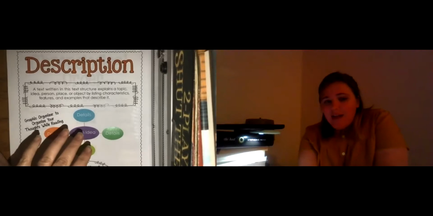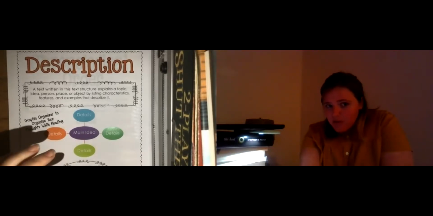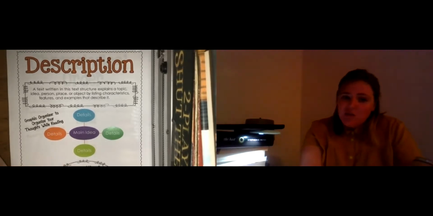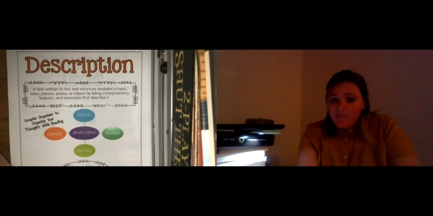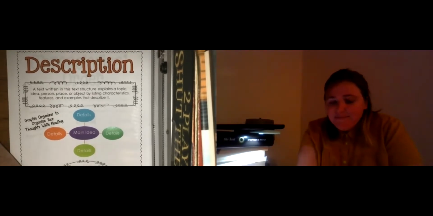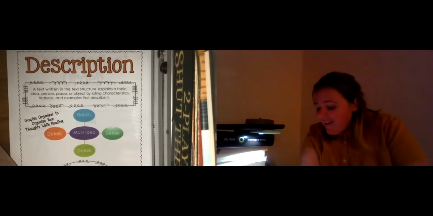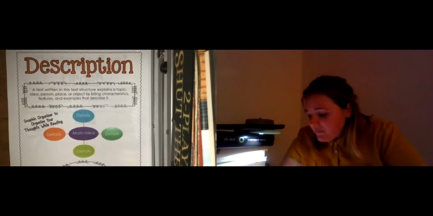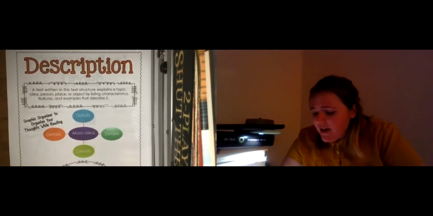So we're going to take a look at these little posters that have information about the text structures, and then we're going to plug that information into our outline, which you should have handy already. If not, pause the video and go get it. Okay, so description text structure is a text that's written that explains a topic, idea, person, place, or object by listing characteristics, features, and examples that describe it.